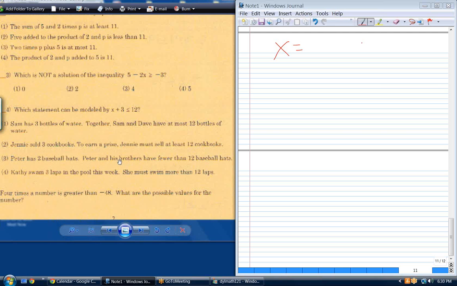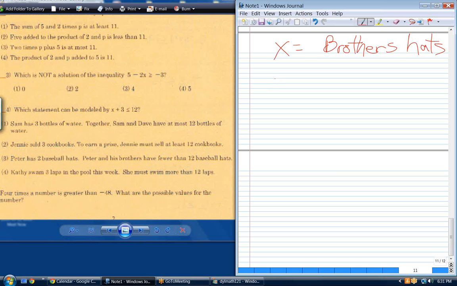Okay, so the variable is going to equal how many baseball hats? His brothers' hats. His plural brothers' total number of hats. That's what X is. So now that I know Peter has 2 baseball hats, and that his hats plus his brothers' hats have to be fewer than 12, what can I write in the way of an inequality?